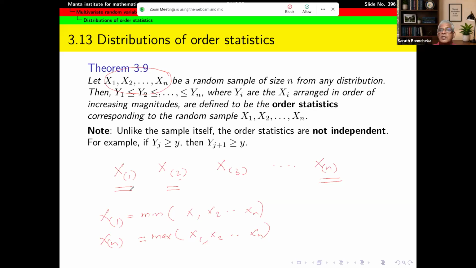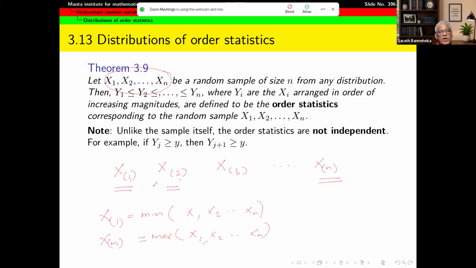And also, they are not identically distributed either. Here, x1, x2 up to xn have the same distribution. But it's not like that. X1 is a completely different function of x1 up to xn. X2 is a different function. Xn is a different function. So these are different random variables. So therefore, their distributions are also different in general. Right? So therefore, they are not identically distributed either.